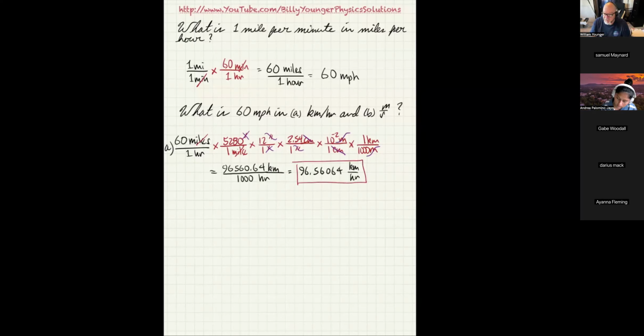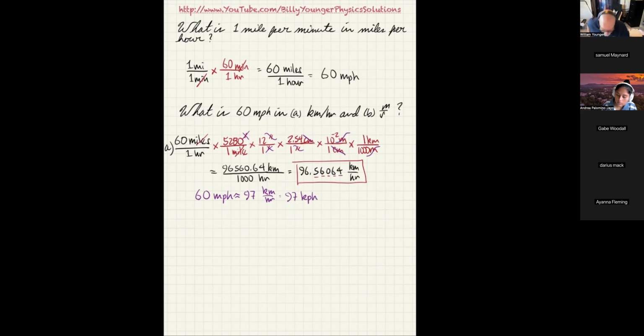Now, we only had 60, assuming that's two sig figs. We only had two sig figs that we put in. That means beyond two sig figs is not actual significant figures. So this 5, the 6, the 0, the 6, and this 4 is not significant. So basically, what we know is 60 miles per hour is about 97 kilometers per hour. Which they also write that as kph.